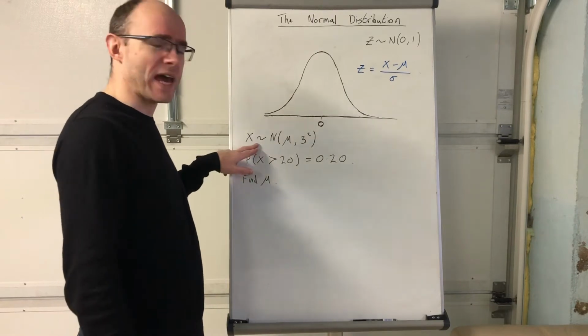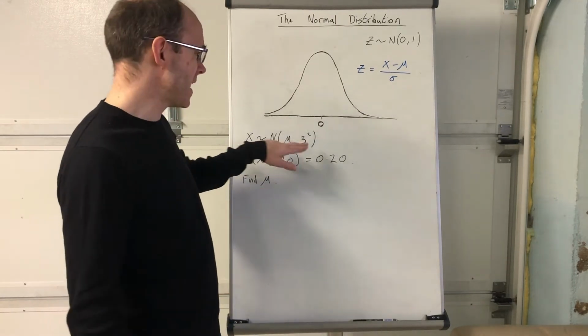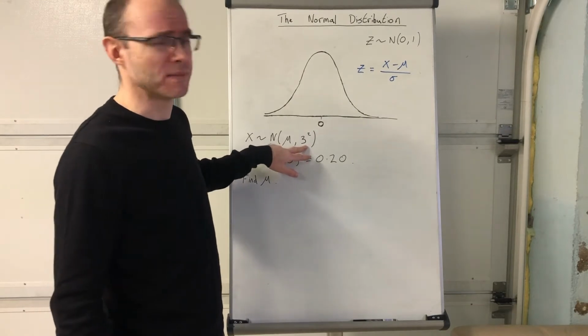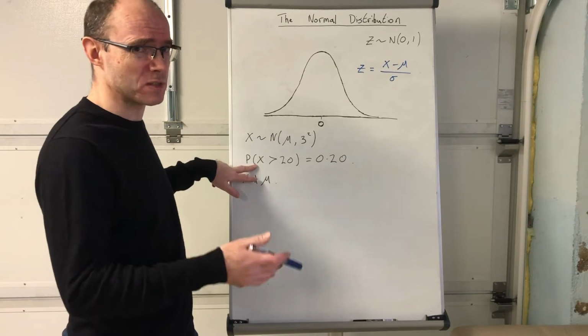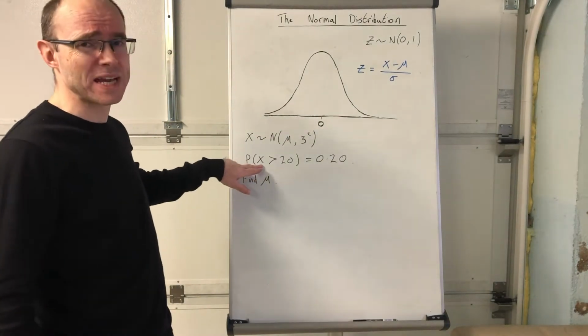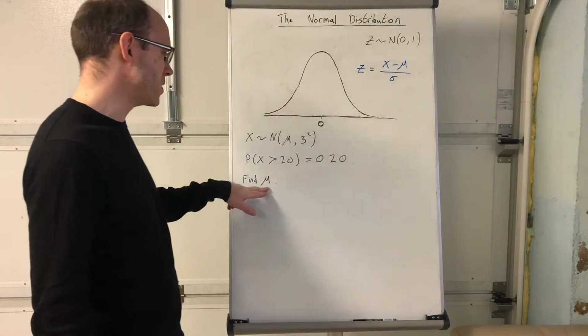So you're told that x is normally distributed with mean mu, we've got to work out what it is, and we've got the variance as 3 squared. Okay. We're told this, we need to be given more information, obviously, to work out mu. We're told this, the probability x being greater than 20 is 0.20. We've got to find what mu actually is.